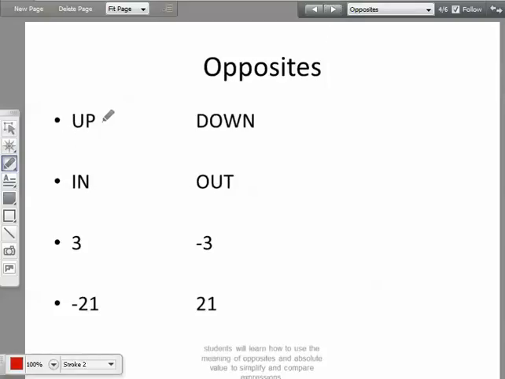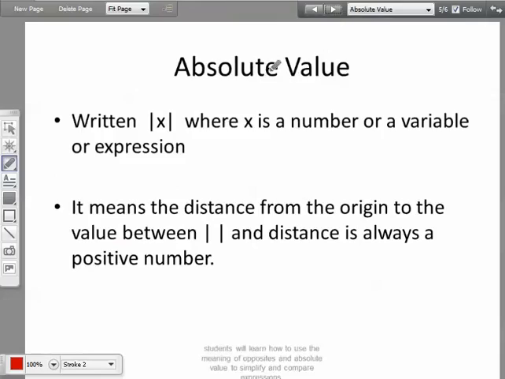Opposites in one situation, up and down, in and out. 3 and -3 are opposite each other. 21 and -21 are opposite of each other. Opposite in the sense that they would cancel each other out when put together, right? So the absolute value is where we use that opposite.